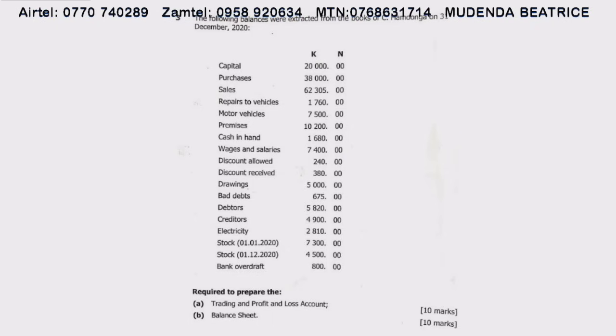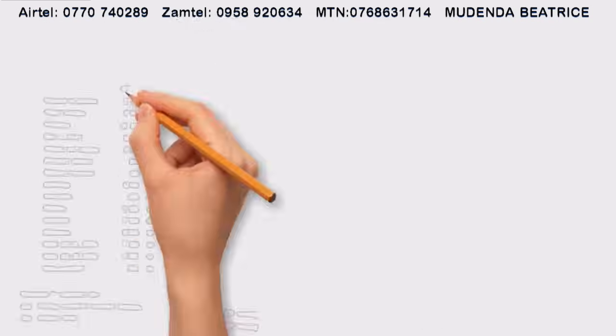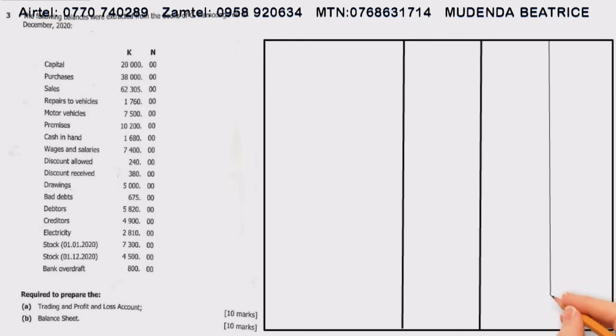Okay, now what are we required to prepare? We are required to prepare A, trading and profit and loss account, and B, balance sheet. So in this question we are going to prepare two things: trading and profit and loss account and balance sheet. So let's start with the trading and profit and loss account for the year ending 31st December 2020. First I'm going to draw up the frame which I'm going to use to draw up the trading and profit and loss account for C.